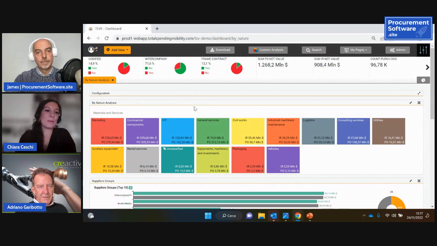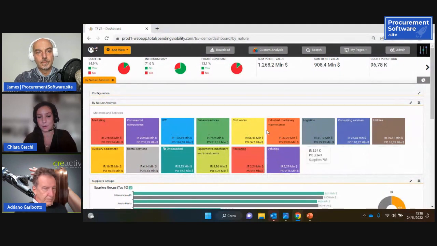Yes, so the by nature analysis is the main tab where we can see all of the spend categorized in the correct areas of the taxonomy. It can be a standard taxonomy or a custom taxonomy. In this example, it is a custom taxonomy. And here is the spend already categorized at 95% quality into the main level of the taxonomy.